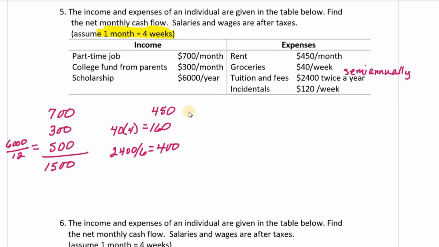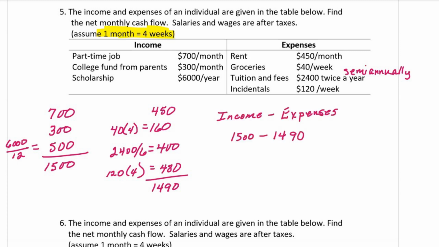Incidentals are $120 per week. So if I want to figure out how much that is for the month, I'm going to take 120 and multiply it by 4. So there's 4 weeks in a month. When I add this together, I get $1,490. Now, to figure out my net monthly cash flow, I take income minus expenses.